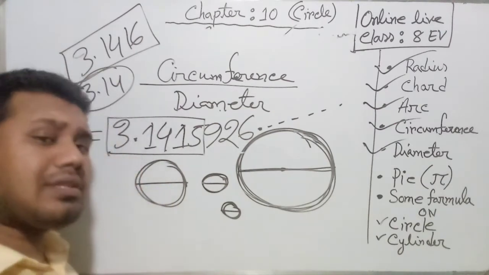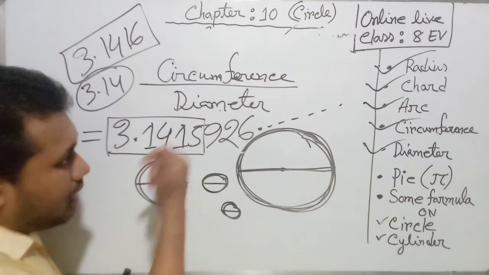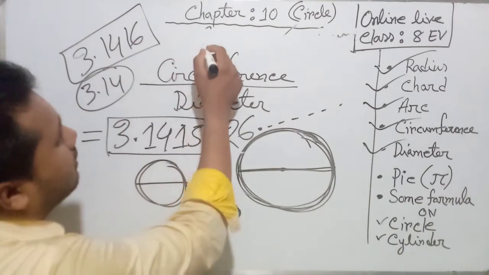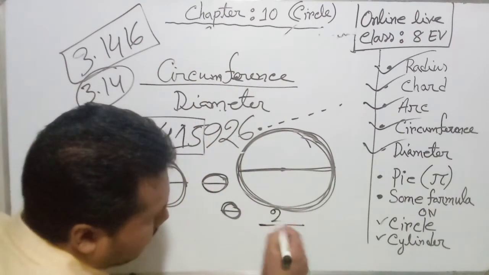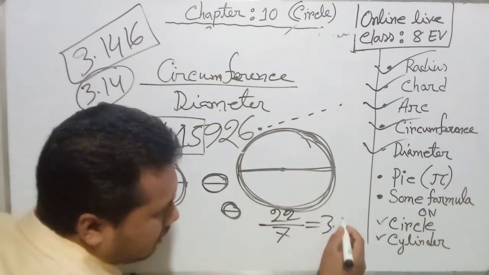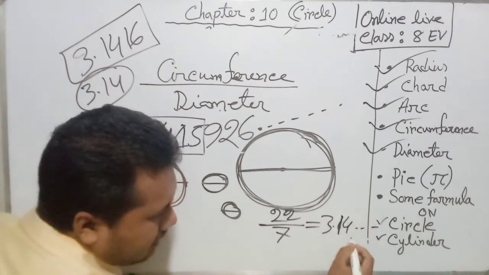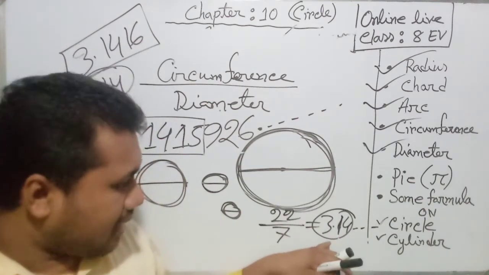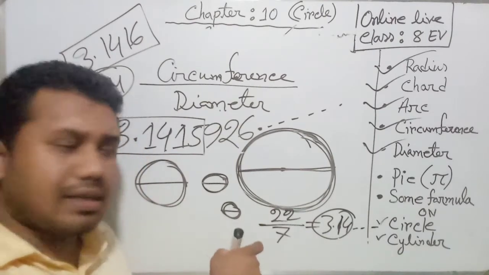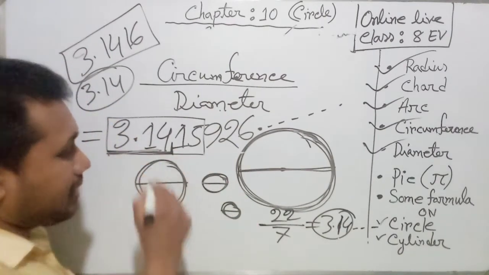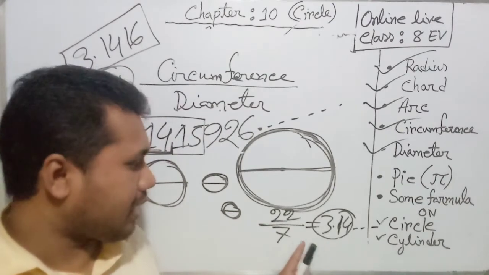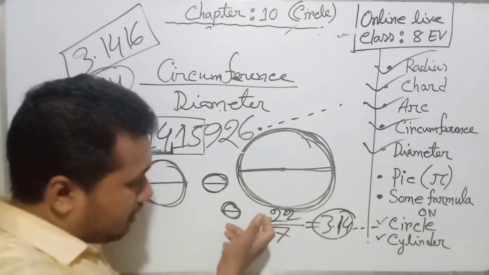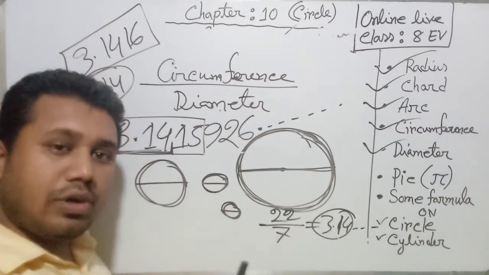Three thousand years ago or more, the Greek mathematicians used 22 by 7, and it's like 3.14 something. That means up to 2 digits it gives the correct result. But this is not actually correct, it is approximately correct. But many years ago mathematicians used 22 by 7 for calculating anything about circles.